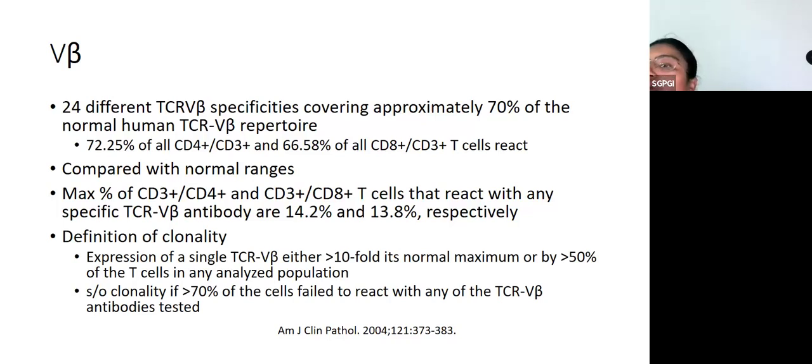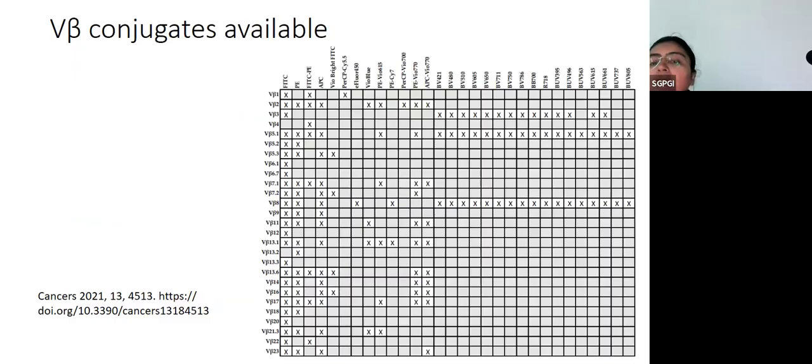Now remember that V beta, even if you do everything, you don't cover 100% of the T cells. So the second point comes in here: if your 70% cells or more fail to react with all these V beta antibodies, then also they are abnormal, because 70% of those should have reacted. If they don't react, that in itself is an abnormality. So this is from one of the first papers on the V beta repertoire.